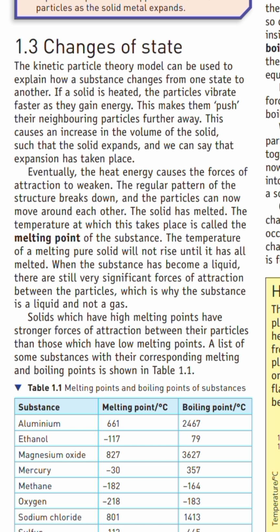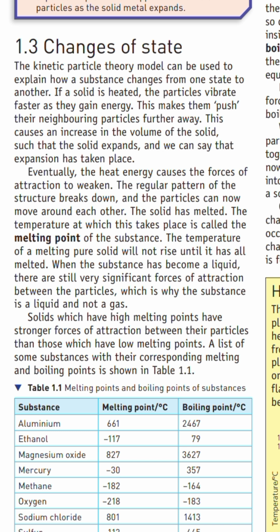Substances with high melting points have stronger forces holding their particles together. For instance, magnesium oxide has a melting point of 827 degrees Celsius, indicating strong forces between particles. In contrast, ethanol melts at -117 degrees Celsius, reflecting weaker forces.